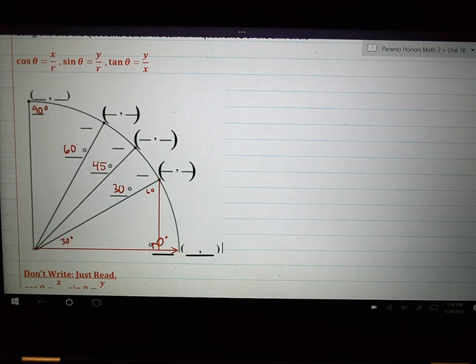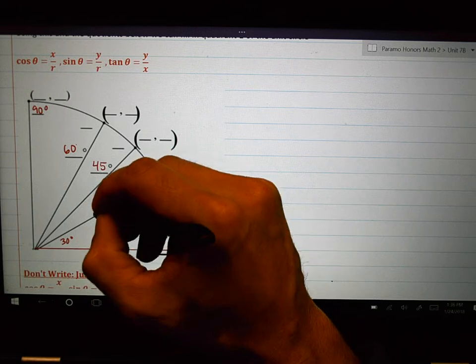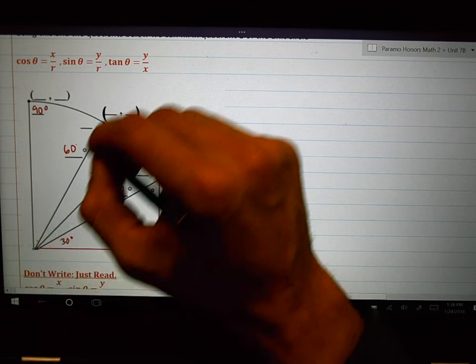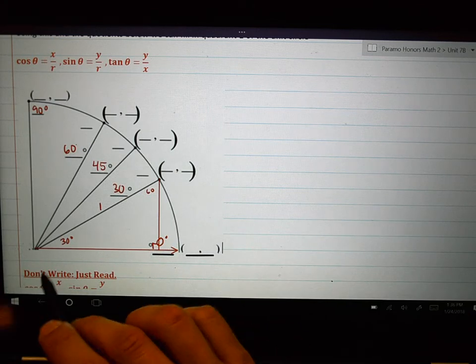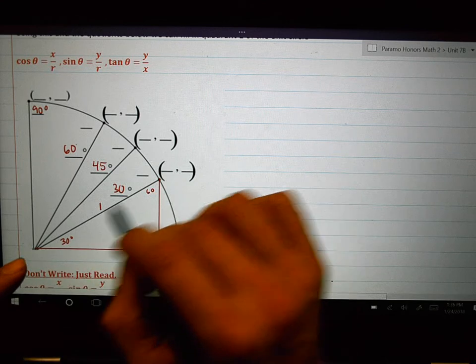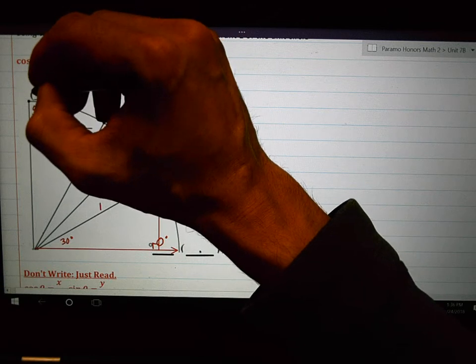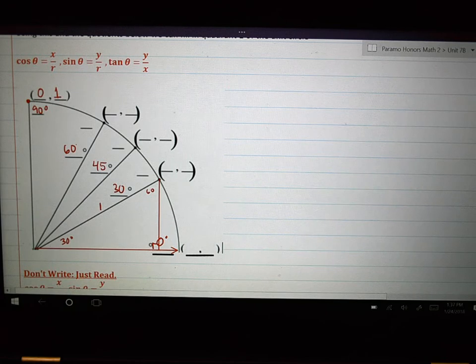What's important about that is this. If I know that this is a radius of 1, and that's a radius of 1, we can start figuring out some of these coordinates. For example, if I know that this is a radius of 1, I know that the coordinate of this is (0, 1). Your x coordinate, you went 0 to the left or right, and you went up 1 unit because the radius was 1 unit.